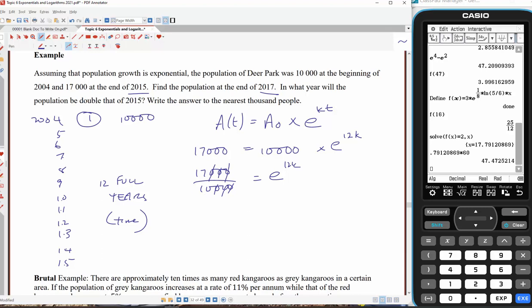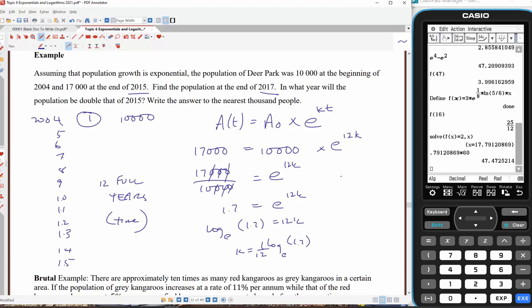17 divided by 10, 1.7 equals e to the 12k. Log e 1.7 equals 12k. k equals 1/12 log e 1.7. So you could have chosen any base you wanted there. I just like base e.